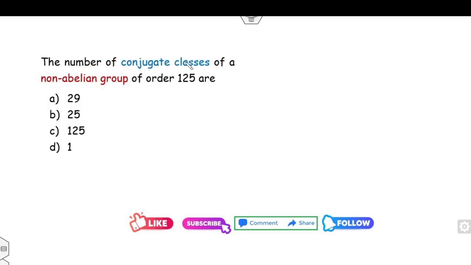The number of conjugate classes of the non-abelian group of order 125. 125 is 5 cube, and P is my prime. So you have two methods. The first method is you have to write the class equation. Second method is you can write it directly.